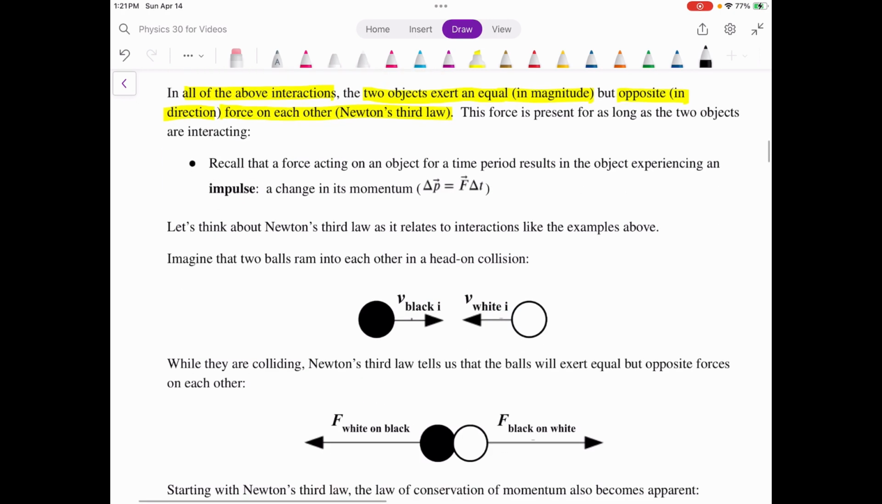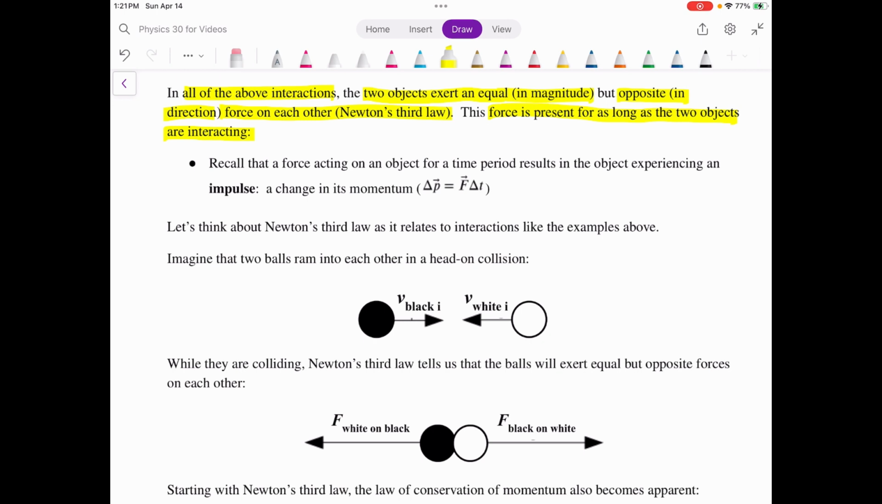So when these two balls hit each other, they're going to be in contact with each other, exerting forces on each other, equal in size, but opposite in direction. And so that force is present for as long as the two objects are interacting, right? As long as they're touching, they're exerting that force. As soon as they stop touching, they're no longer exerting that force on each other, right? Rest your hand on the table, you can feel it pushing back up on you. Lift your hand up off of the table and you no longer feel it pushing on you, of course, right? They exert that force while they're in contact with each other, on each other.